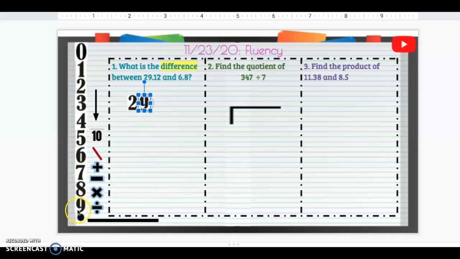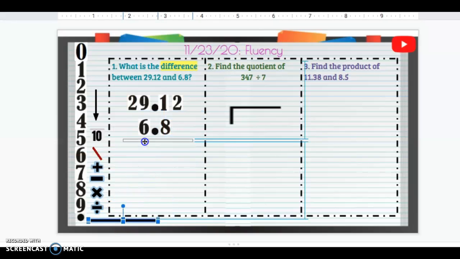So when we start subtracting, we need to make sure that we line up our digits and our decimal points. So I'm lining them up. My decimal point goes underneath the decimal point. And if I'm looking at the 6 is in the ones place, so I put the 6 in the ones place. And the 8 is in the tens place, so I put the 8 in the tens place. And then I bring my line up, and I start subtracting.